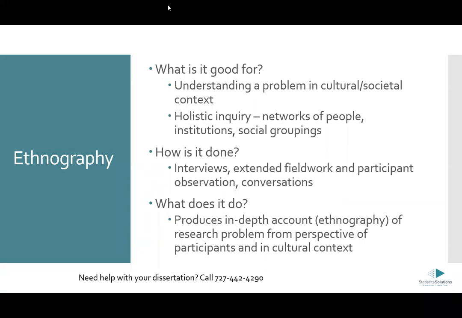Now, this typically takes a longer time because it involves extended field work. So to really immerse yourself in that culture, it's not enough to just do interviews. You have to conduct observations, have conversations with participants, really be in the field or immerse yourself within that cultural context. So this one, again, is a little bit more work intensive for the scope of a doctoral paper, but it's a great opportunity if it aligns with your particular research questions.